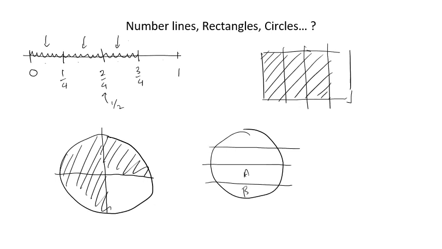And then there's other sort of irregularly shaped models. So we could draw triangles, 1, 2, 3, 4, like that, and then shade in 3 of those 4. And so you have these polygon models that you can use as well.